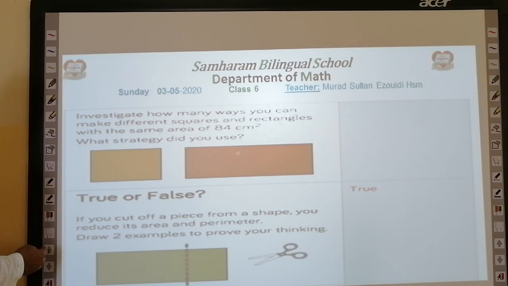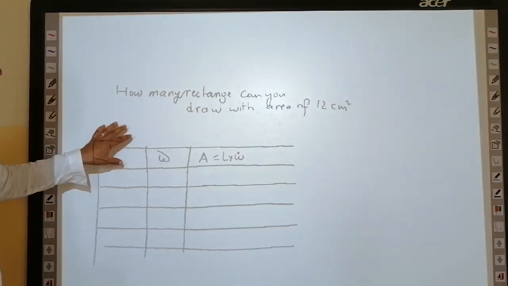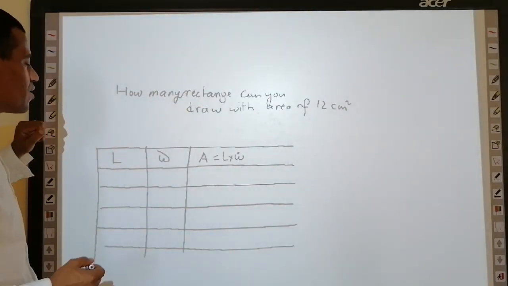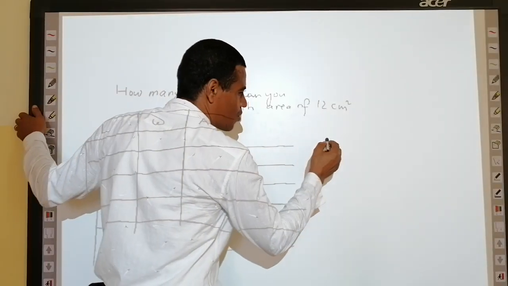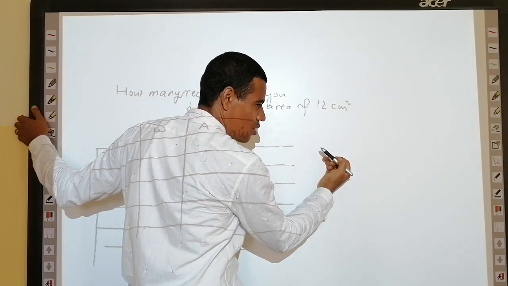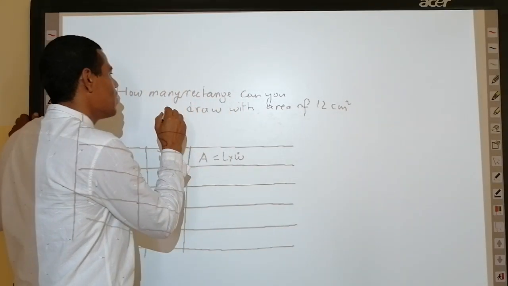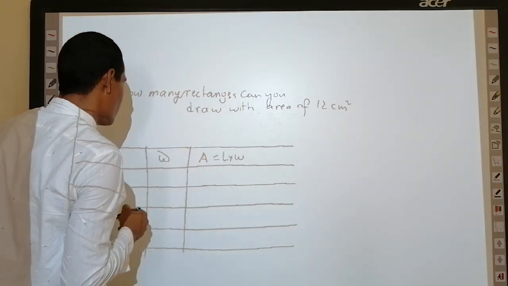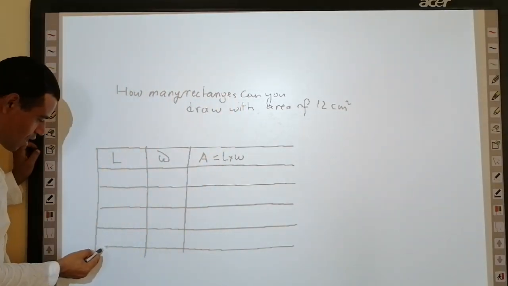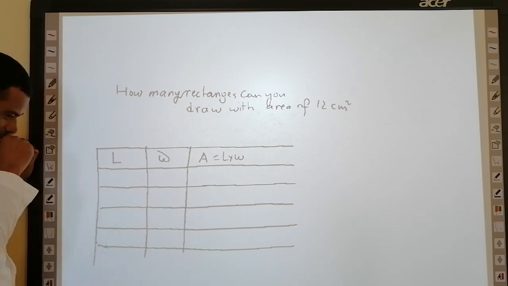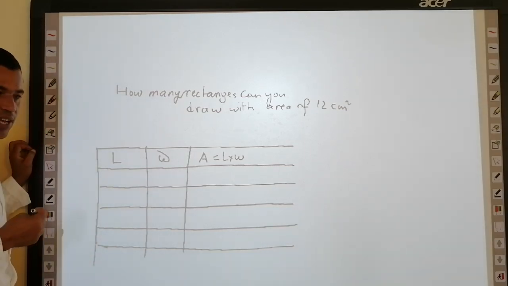Here, in this question, we are told rectangles. So we ignore a square. A square is not included, because he wants rectangles. How many rectangles? But at the end I will draw a square, which is a particular case.